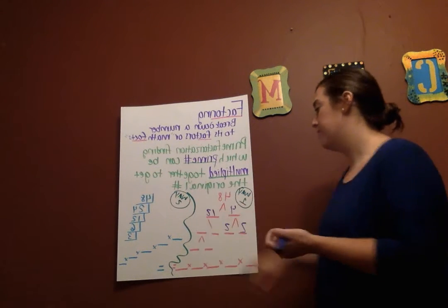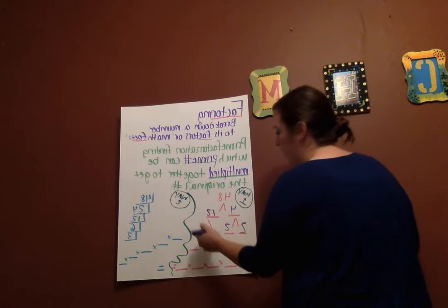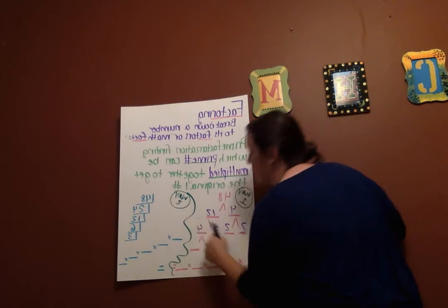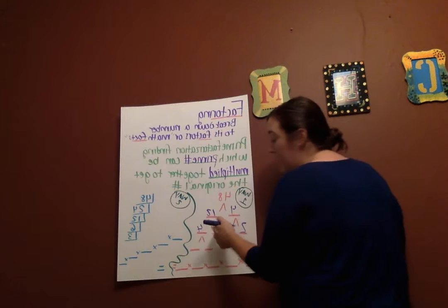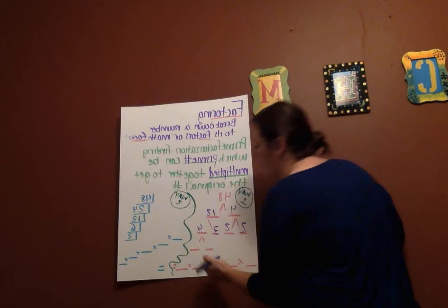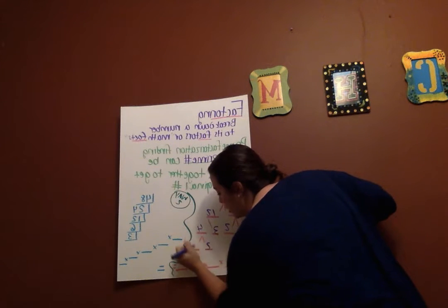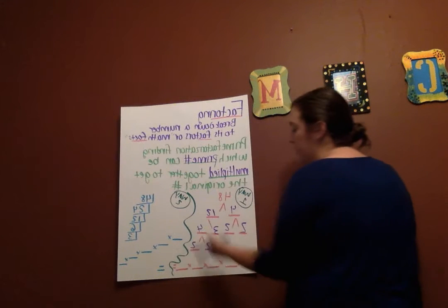I move on to the next one. What can give me 12? 3 and 4. 3 times 4 equals 12. 3 is a prime number, so I'm good. So I go to my 4. 4 times what? 2 and 2. 2 times 2 gives me 4.